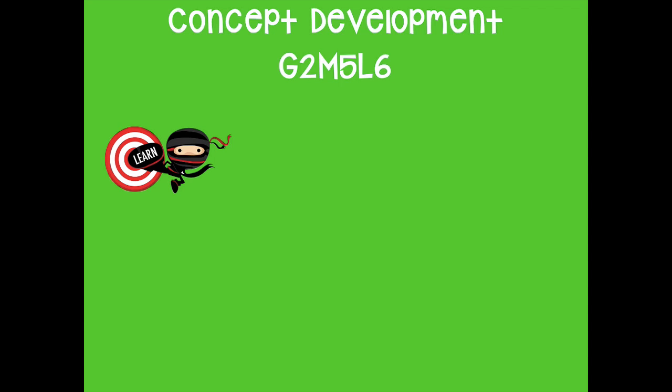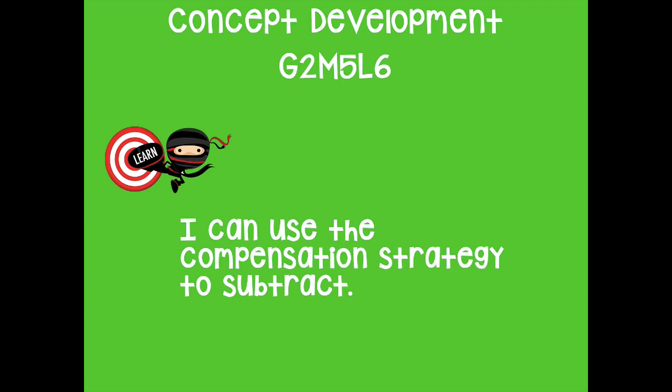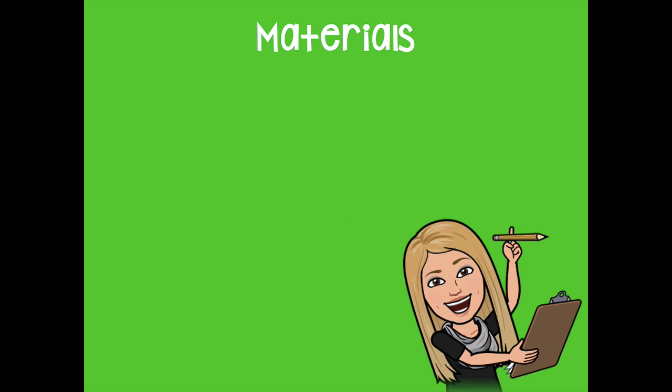Today for our lesson, we're going to work with another strategy for subtraction. So our learning goal is I can use the compensation strategy to subtract. The materials that you'll need for this lesson are just your dry erase board. So make sure you have that or a piece of paper before we get started.